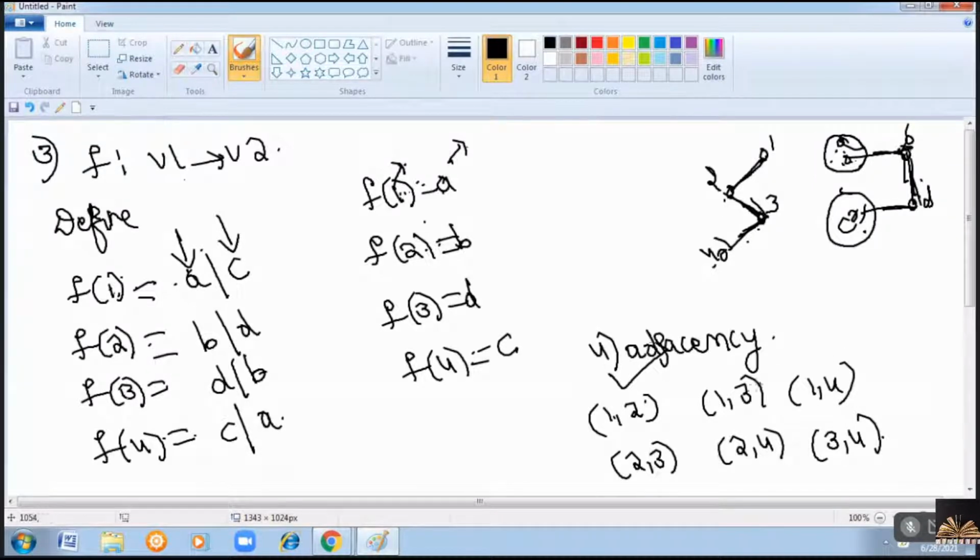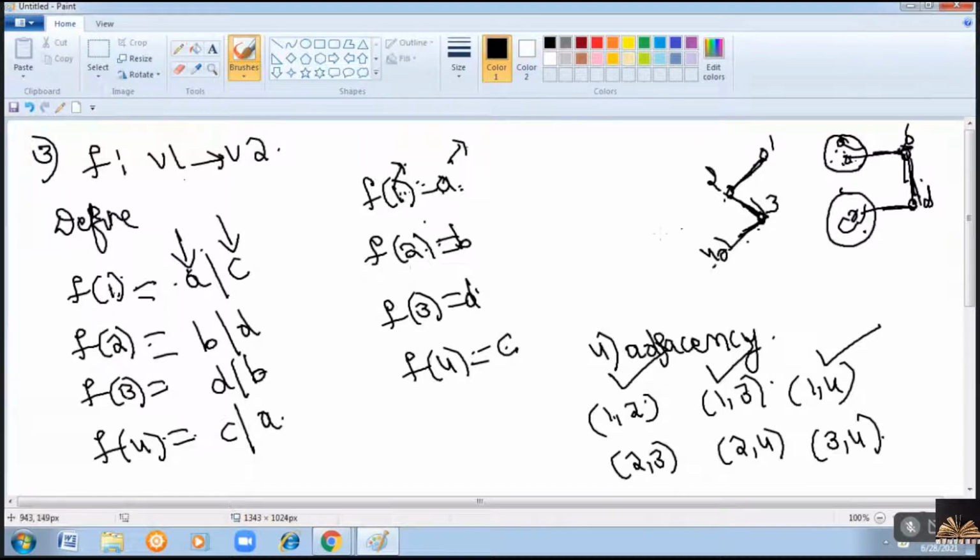Now consider 1 comma 3. 1 and 3 are not adjacent. Their images are A and D. Here A and D are also not adjacent. So satisfied. Now consider 1 and 4. 1 and 4 are not adjacent, so A and C should not be adjacent. A and C are not adjacent.